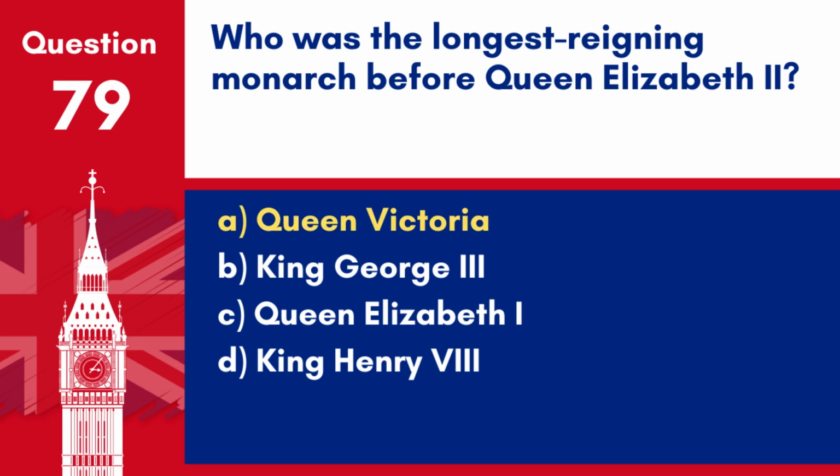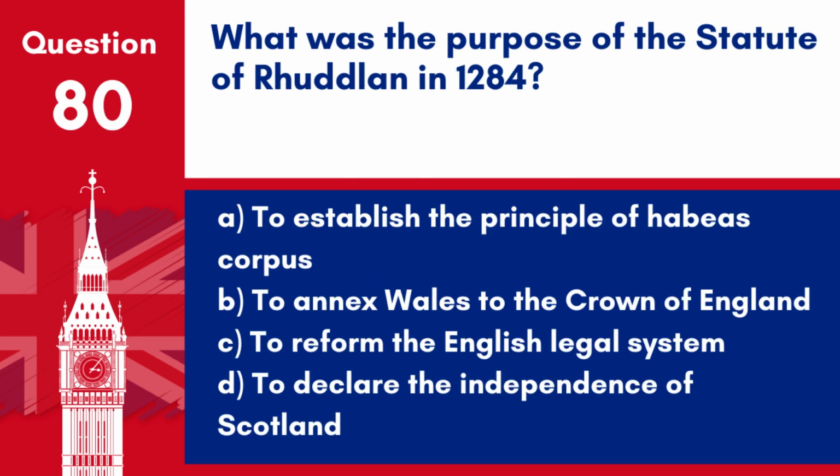Answer A. Queen Victoria. Queen Victoria was the longest reigning monarch before Queen Elizabeth II. Question 80. What was the purpose of the Statute of Rhuddlan in 1284?